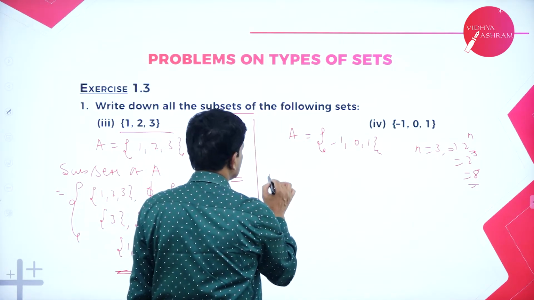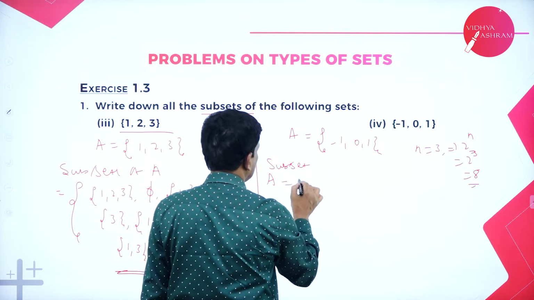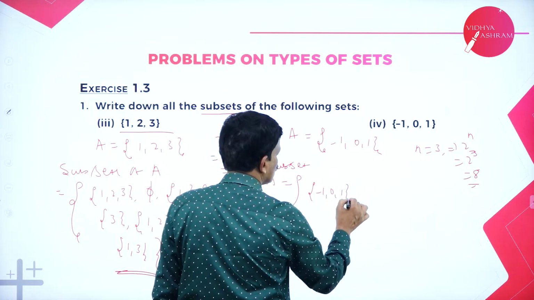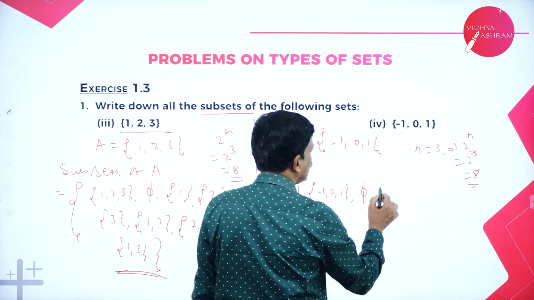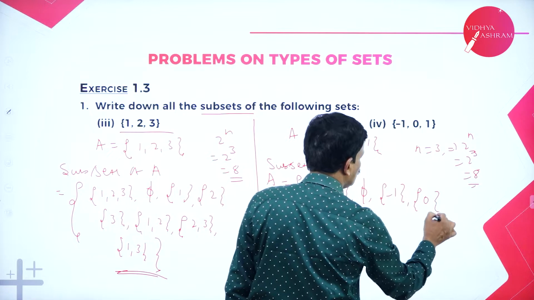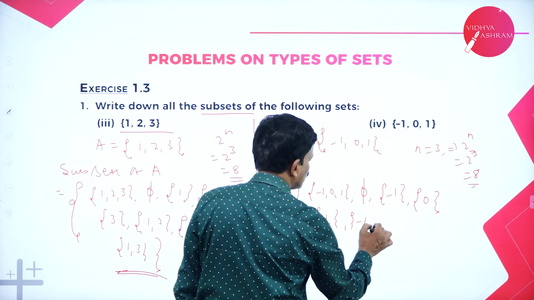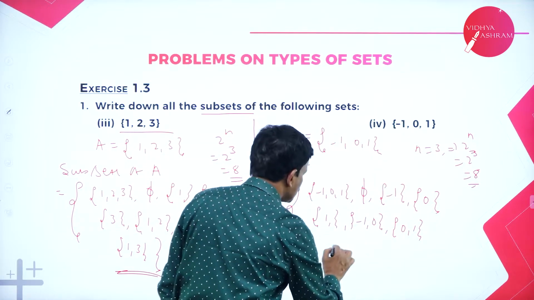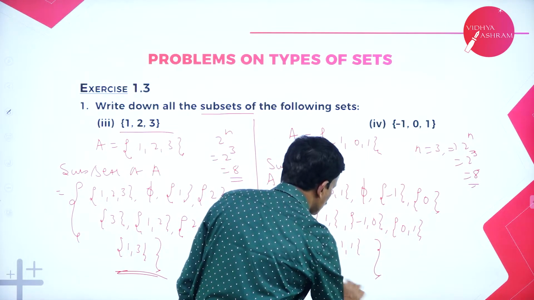So the subsets of A can be written as: first write down the set itself, {-1, 0, 1}, and the null set; then one element at a time: {-1}, {0}, {1}; then two elements: {-1, 0}, {0, 1}, and the last one, {-1, 1}. So these are called the subsets.